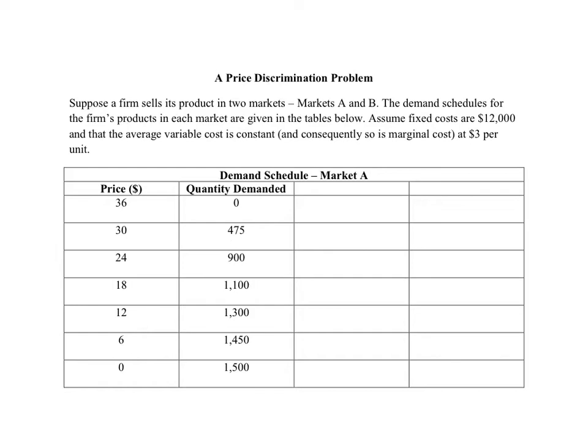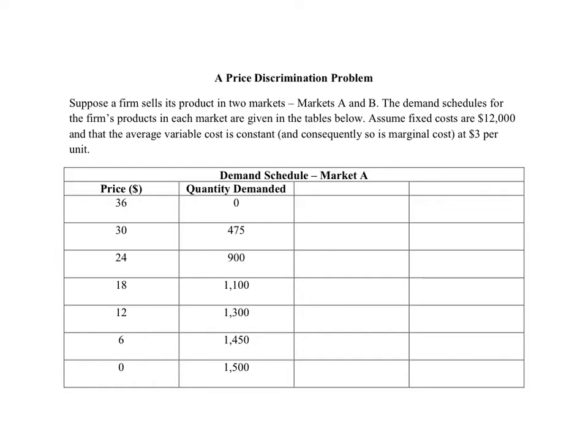So we have the two markets, Market A, Market B, and the first part of this problem says suppose the firm can separate the two markets, charge a different price in each market. What would be the optimal quantity and price in each market, and what would be the total profits earned? So we have some work to do.